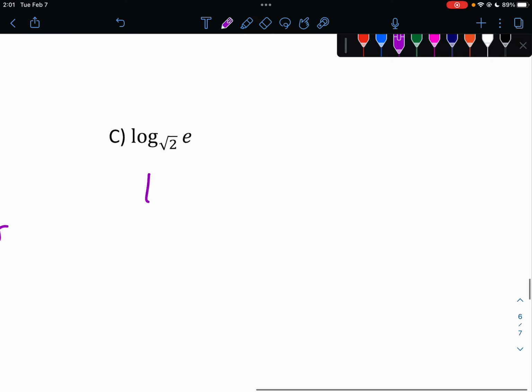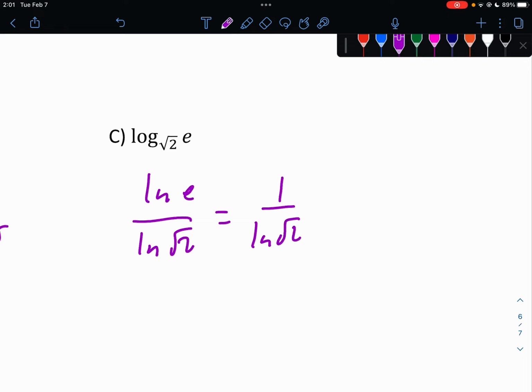And the last one is ln of e over ln of root 2. Now I know ln of e is 1, so this is 1 over ln of root 2. So 1 over ln of root 2, 2.885.